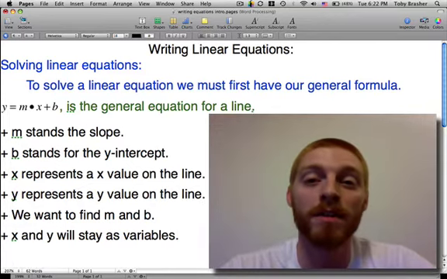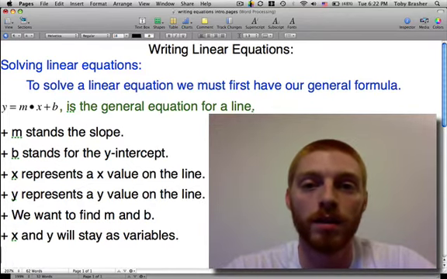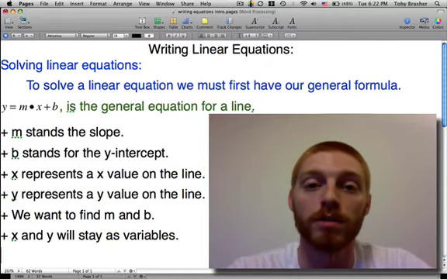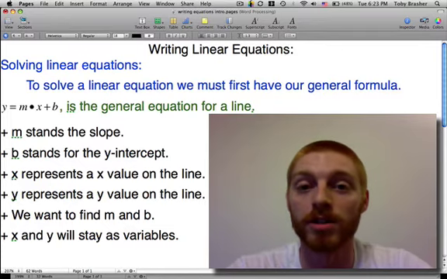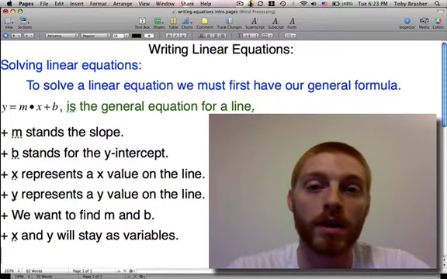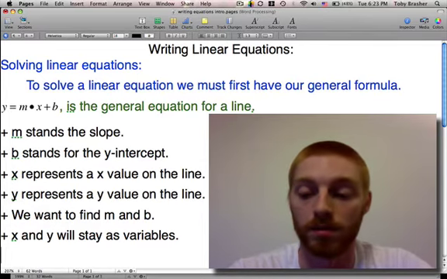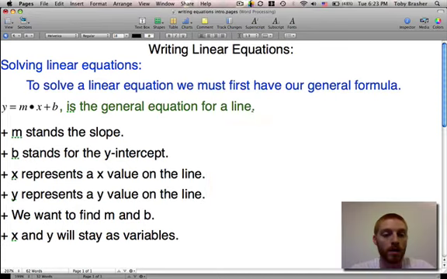Now, sometimes it's to our benefit to change x and y to values. In another video, I'm going to show you what that situation would be. If you're given two ordered pairs, or you're given the slope and one ordered pair, you can use the x and y to find out what your y-intercept is. But once we've found our y-intercept and our slope, we're going to leave x and y as variables when we write our equation. Okay, so that breaks down what the general formula is and what some of the variables stand for.